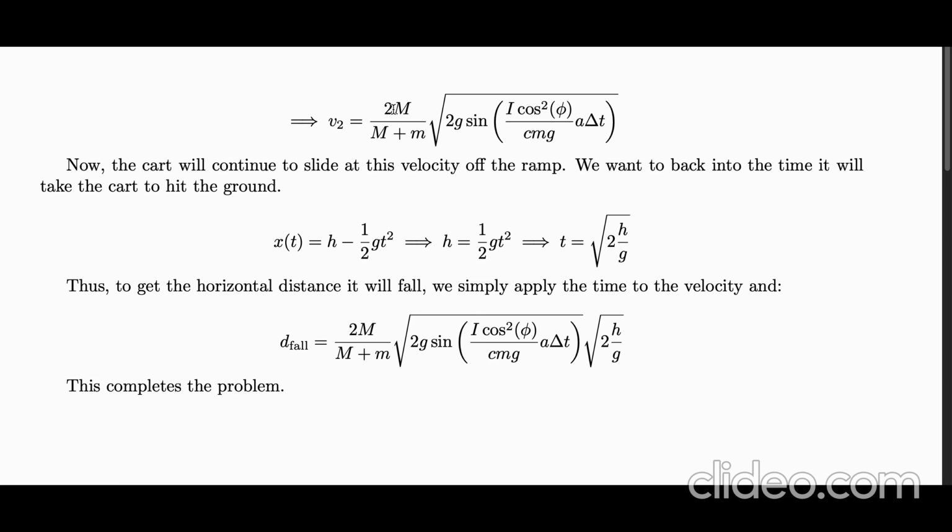problem. So we just want to find the time it takes the cart to hit the ground first. And then we can solve for distance with our constant acceleration kinematic equations. So this is going to be just a simple application of those equations here. And then finally plugging into the distance, we get that our answer is 2m over m plus M times the square root of 2g sine theta max, which is I cosine squared phi divided by cmg multiplied by A delta t, and then finally multiplied by the square root of 2h over g. So that actually completes the end of the problem.